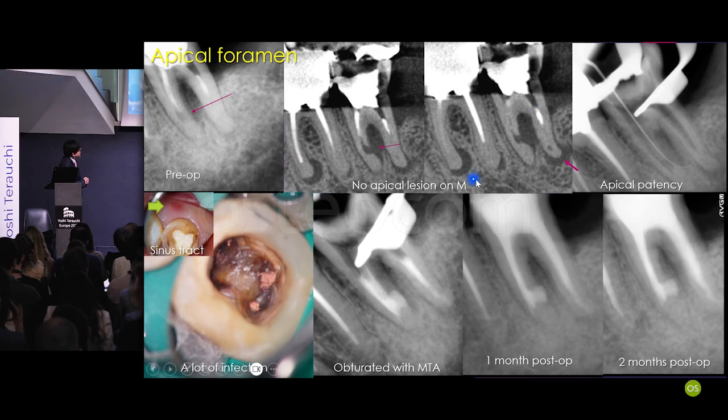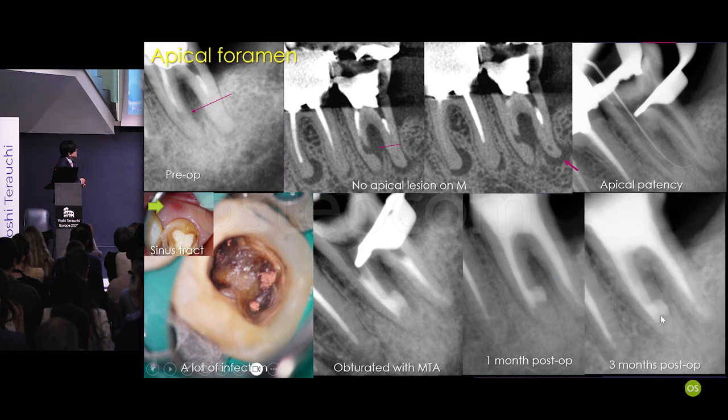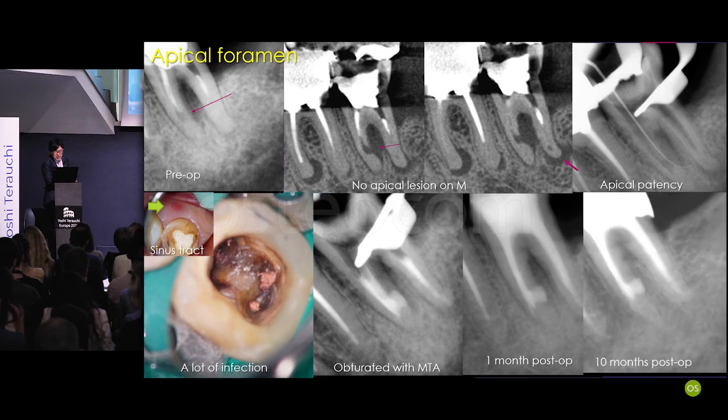So I filled the root canal with MTA. You see a big apical foramen size. So this is immediate post-op. I filled the root canal with MTA. And this is 1 month, 2 months, 3 months post-op, and 10 months post-op, showing nice periapical healing as compared to the pre-op radiolucency, like this. So if you didn't take CBCT, this could never have happened.